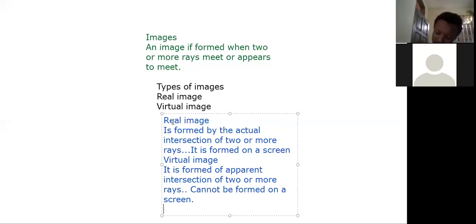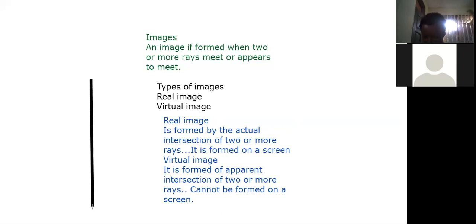So let's see a typical example of the real virtual image. PSC, I hope you are following. If I'm moving fast, you tell me. PSC. Yes, sir.